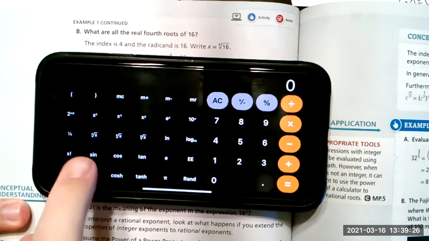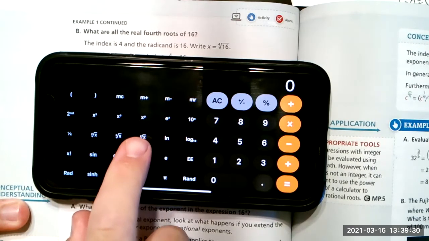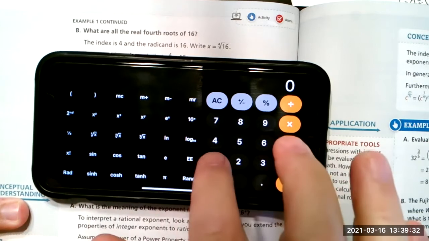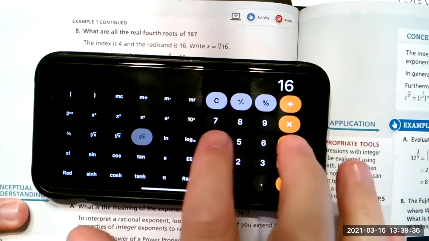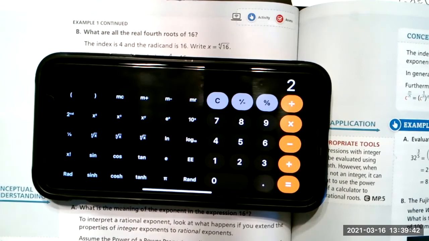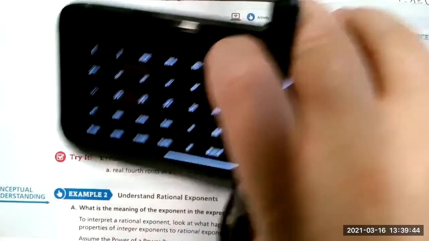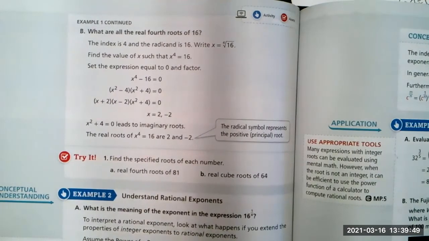So the way we're going to do this, we don't have a button that says the 4th root. We have this button right here that says y root x. So you type in 16, you hit the y root x button. And then because we want the fourth root, we'll hit 4. And that gives me 2. That gives me part of my answer. So let's go ahead and keep that in mind.